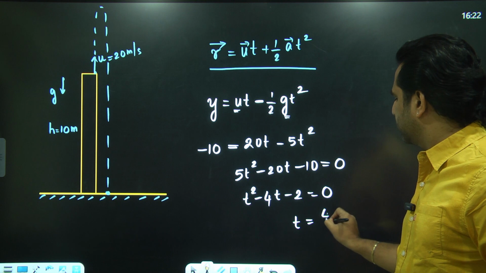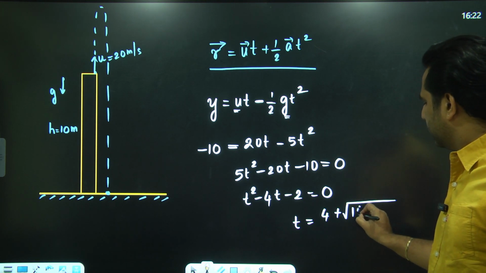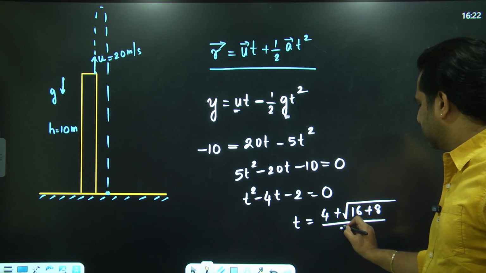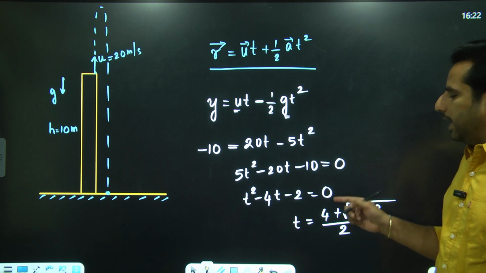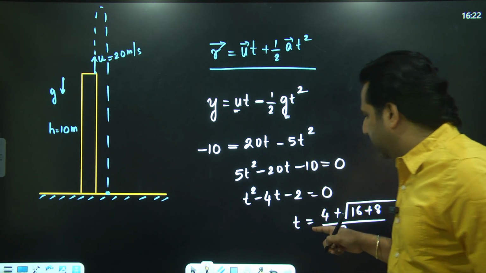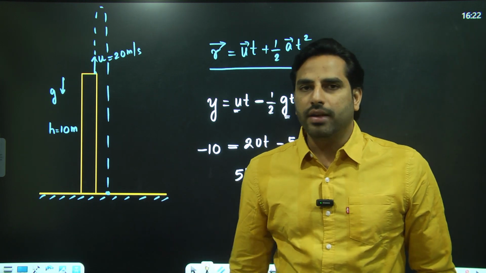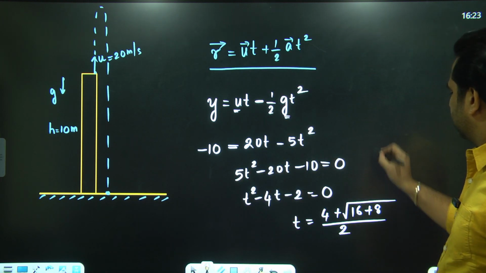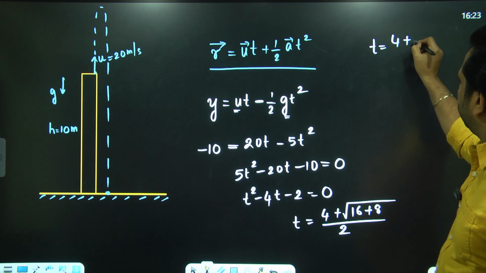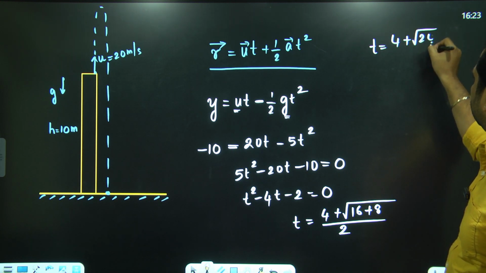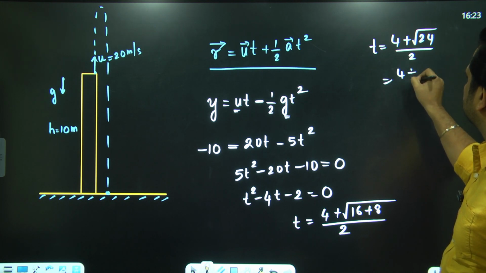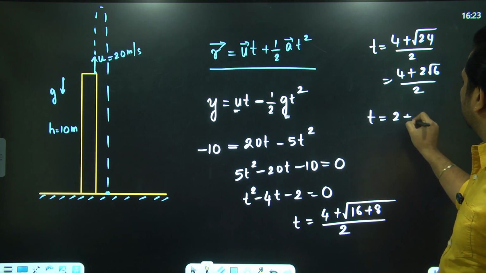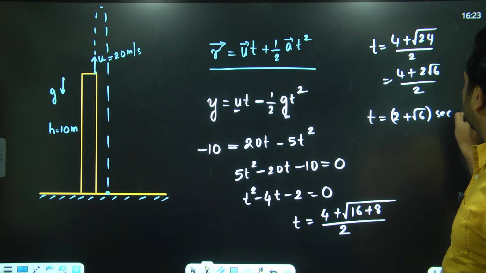Solving this quadratic, t is equal to minus b plus or minus root of b square minus 4ac, that is 16 minus 4 into 1 into minus 2, that is 16 plus 8, by 2a. I am ignoring the negative root because time cannot be negative, and it is also saying that there is only one instant of time where the particle is at a displacement of minus 10 units, and it is so obvious. So t is equal to 4 plus under root 24 by 2, that is 4 plus 2 root 6 by 2. Finally, I will get the time of flight to be 2 plus root 6 seconds. This is the answer to this question.